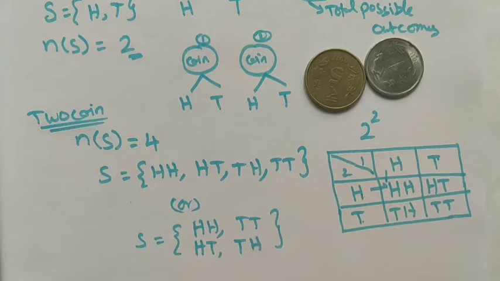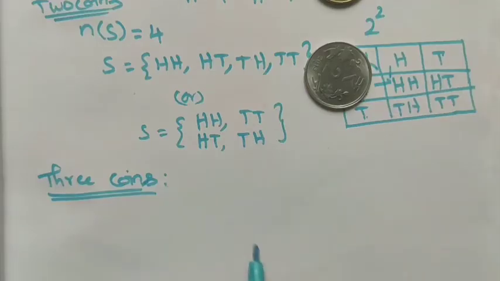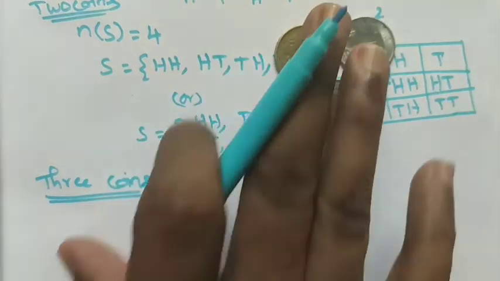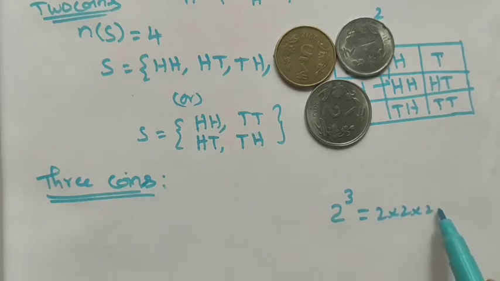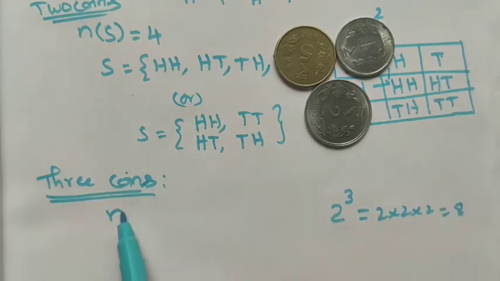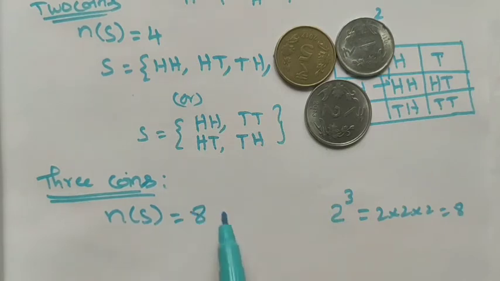Now I am adding one more coin. Now we have 3 coins. For 3 coins, the total number of outcomes in a coin is 2, and now we have 1, 2, 3 coins, so power 3. So 2 power 3 is 2 into 2 into 2, which is nothing but 8. So n of s, the total number of sample space, is equal to 8.